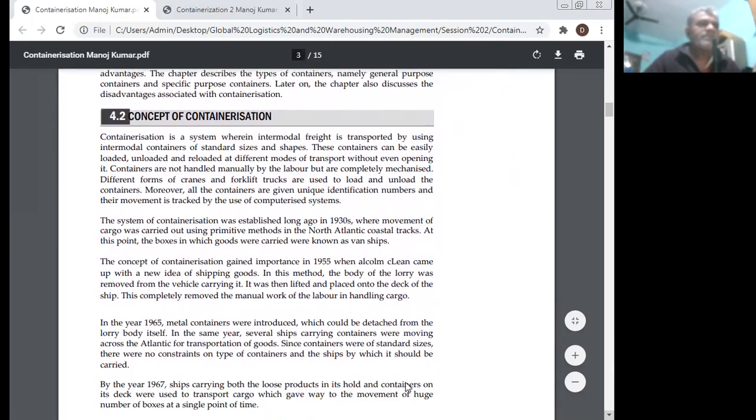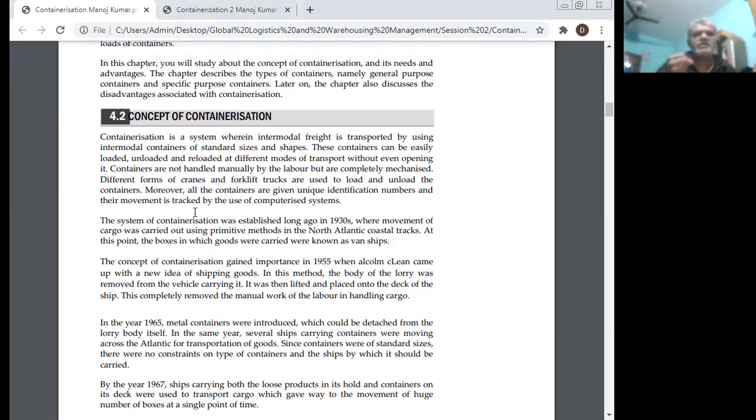Concept of containerization. Containerization is a system wherein intermodal freight is transported by using intermodal containers of standard size and shape. These containers can be easily loaded, unloaded, and reloaded at different modes of transport without even opening them. Containers are not handled manually by labor but are completely mechanized. Different forms of cranes and forklift trucks are used to load and unload the containers. Moreover, all the containers are given a unique identification number and their movement is tracked by the use of a computerized system.